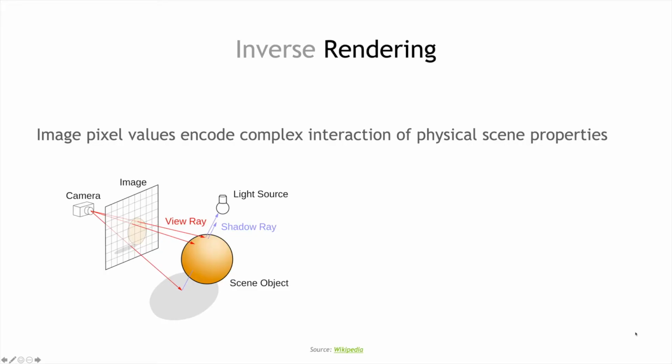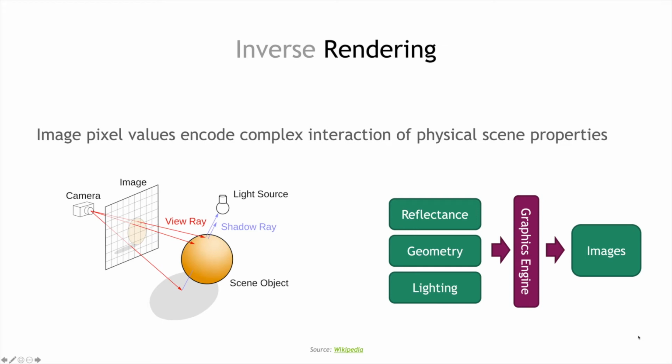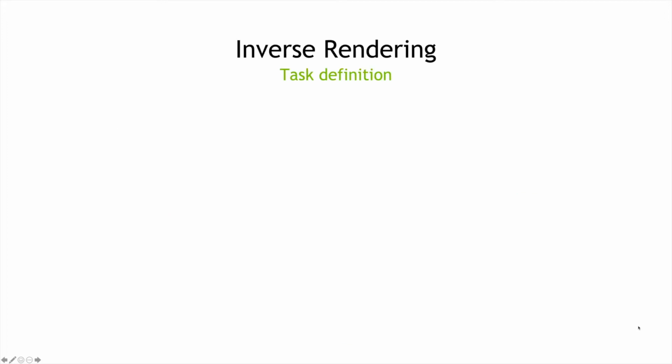The image formation process involves the interaction of scene surfaces and light transport, and is finally captured by camera sensors. In modern computer graphics, given the scene geometry, surface material, and lighting conditions, a graphics engine can simulate the process and render photorealistic images. One natural question is, can we reverse this rendering process and recover the scene properties?